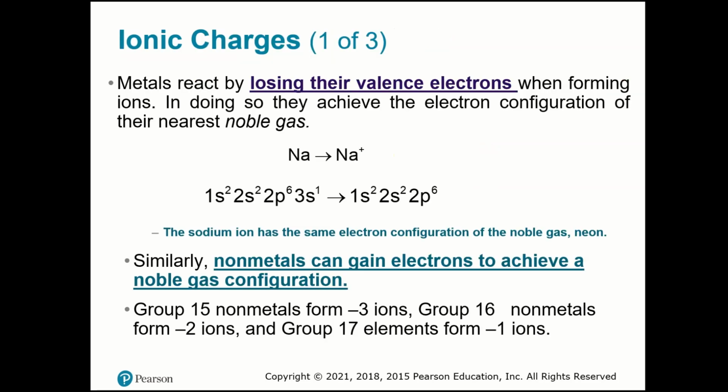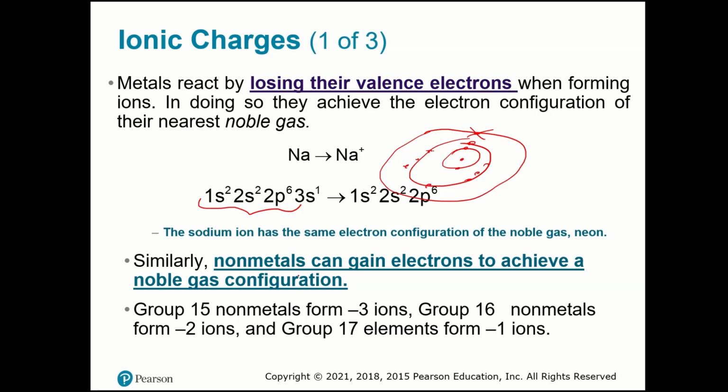Okay, so metal ionic charges: metals react by losing their valence electrons when forming ions. Why do they do this? Because if they give away electrons, they will achieve the electron configuration of the nearest noble gas, so they'll be stable. If you look here, the first level holds only 2, and the second can hold 1, 2, 3, 4, 5, 6, 7, 8, and the third level can also hold 8, but here I only have 1. So imagine if I lose this one over here, the last shell will be the second one. Then we have this electronic configuration being like the noble gas, similar to neon.